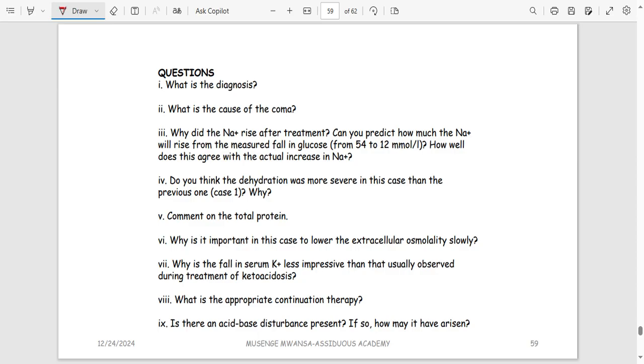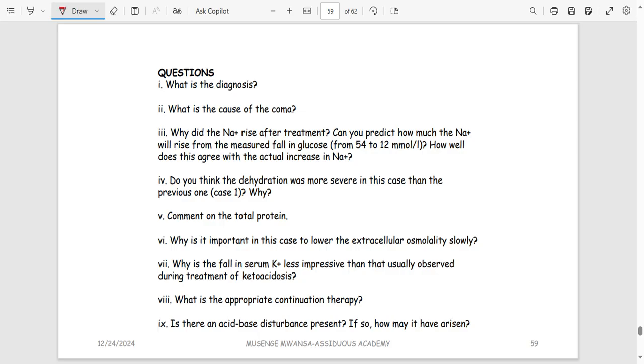Actually, what is happening here is that sodium will rise by 3 millimoles for every 10 millimole fall in glucose. So when glucose changes from, let's say in the ECF it was 50 and then it became 40, sodium is going to rise by 3. So when you look at the change that has been given here from 54 to 12, the difference is going to be 42.